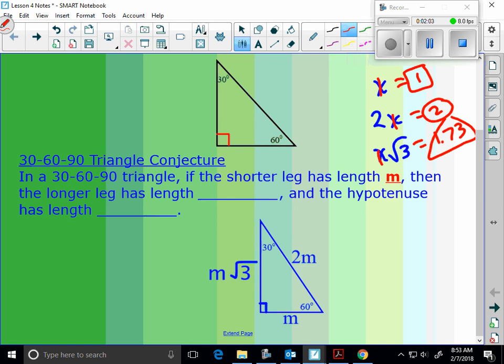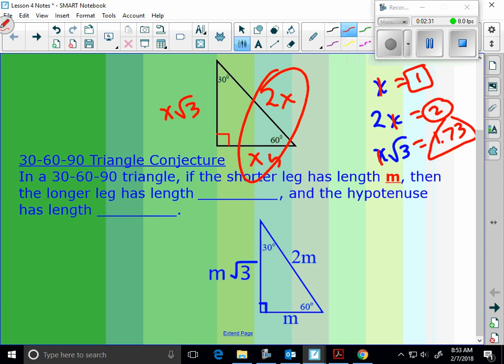Okay, which angle is the smallest, 30, 60, or 90? 30. So the side across from 30, we're going to call x. It's going to be the smallest side. Okay, which is the next largest side? 60. So across from the 60 will be our x root 3. And then the side across from the 90 will be 2x. That means that these two sides right here, their ratio is 1 to 2. Okay?